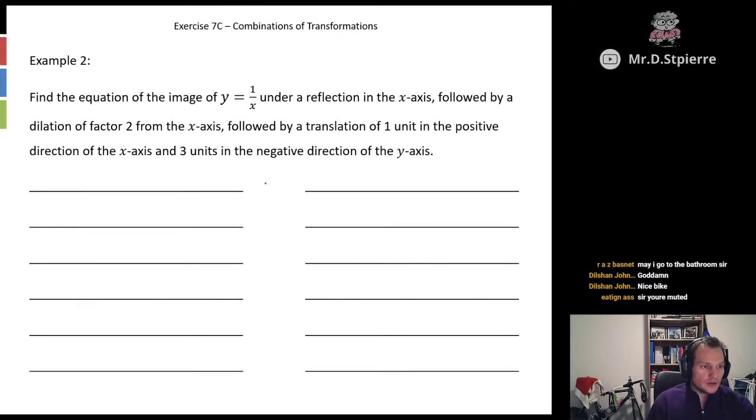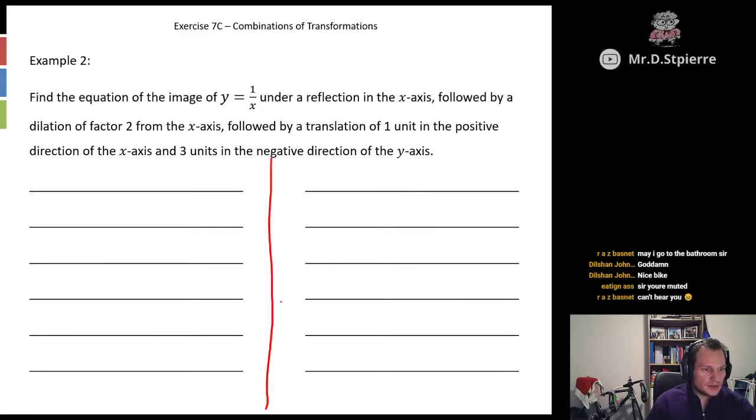So I will attempt to do both of these following examples using both methods. It might get a little cramped here, but I'm going to do it with both methods. So find the equation of the image of y equals 1 on x. So we're finding the new image. This is our old. We need to find a new image where this has been reflected in the x-axis.